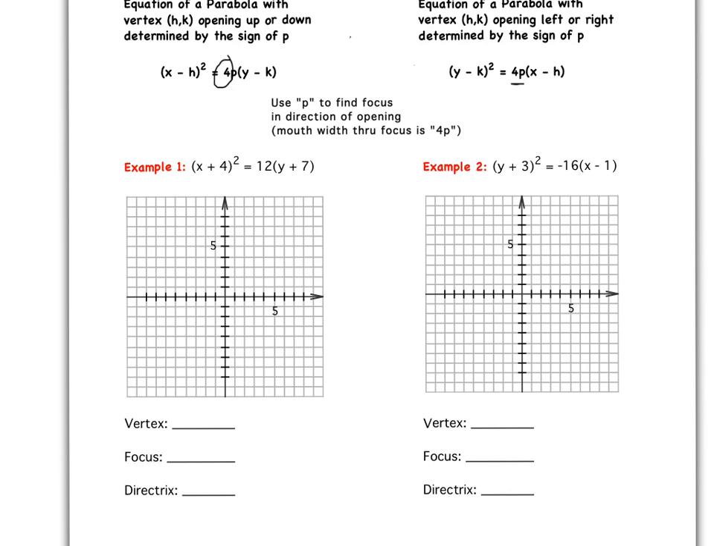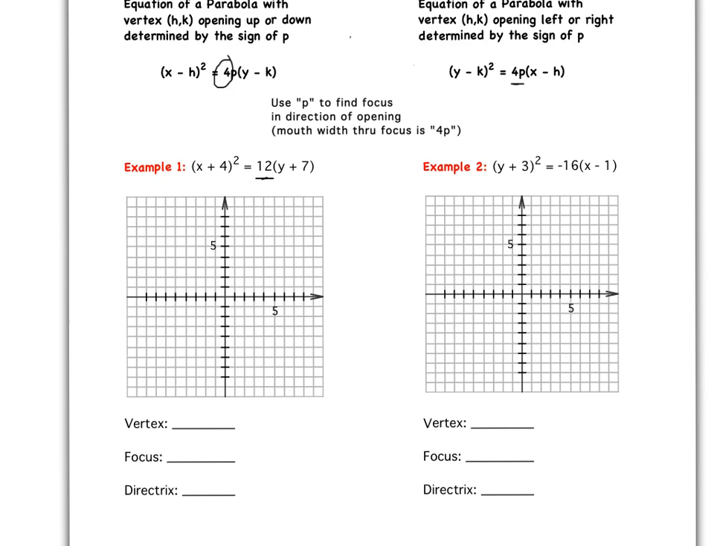So since x is squared, we know that our parabola is going to open either up or down. And since our 4p value is positive, the coefficient in front of our other variable, we know that it's going to open up. So first we want to identify the vertex.